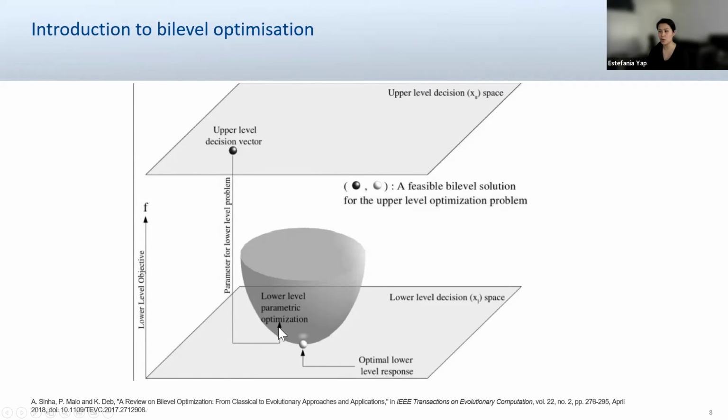It gets fed into the lower level problem, which will optimize, in this case here, for that level. And again, in the context of optimistic, we're assuming that this point here will be the point that will best serve the purpose of the upper level. But in pessimistic optimization, that's not the case.